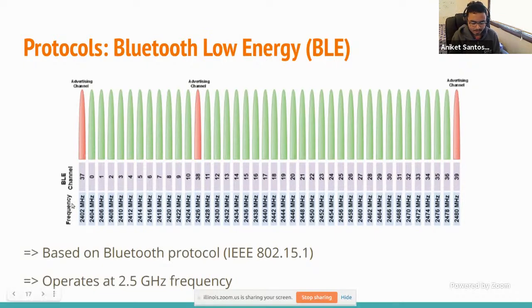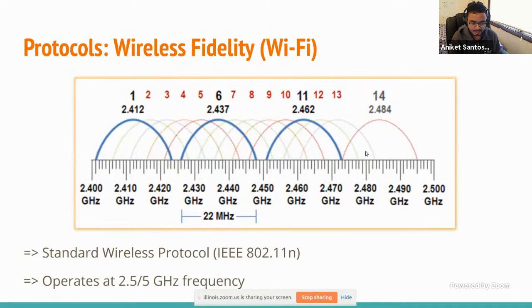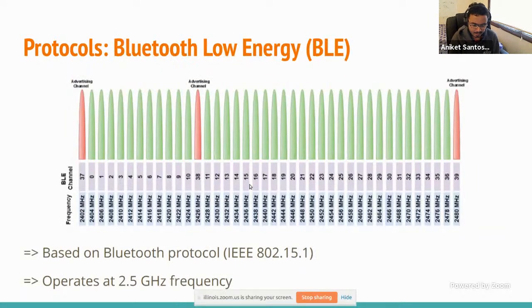So you can see the frequency is chunked not into 22 megahertz, which was a wide channel like we had here, but into 2 megahertz slices. And again, we have different channel names going on. So we have 0, 1, 2. I think we overall have 40 channels. So 39 is the biggest number, and we're starting with zero because computer science. And there are specific advertising channels via which you can communicate information between two devices. And all this is based on the Bluetooth protocol.